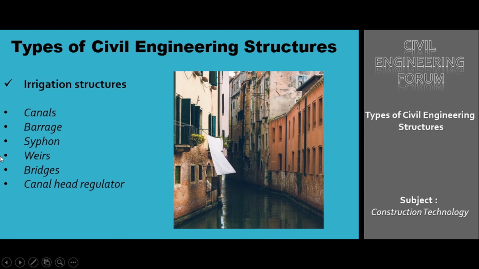It is a tube used to convey liquid upwards from a reservoir and then down to a lower level of its own accord. Then comes weirs. So it is a low dam built across a river to raise the level of water upstream or to regulate its flow. Then bridges. Bridges are the structures carrying a road, pathway, railway, etc. across a river, road or other obstacles. Then last is canal head regulators. So these are the structures constructed at the entrance of the canal where it takes off from the river, and it is used to regulate the flow of water.